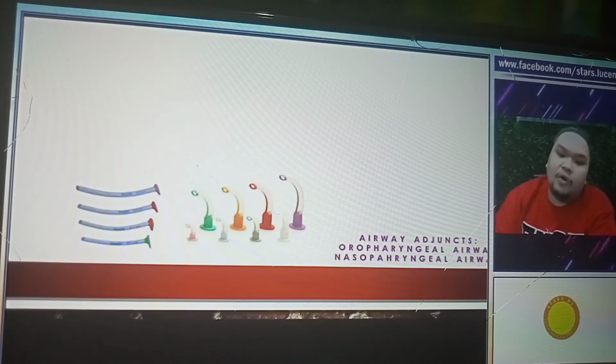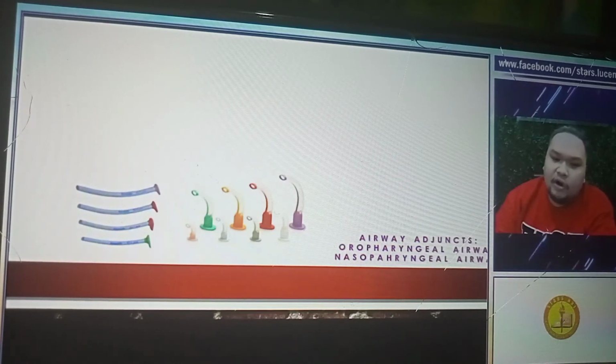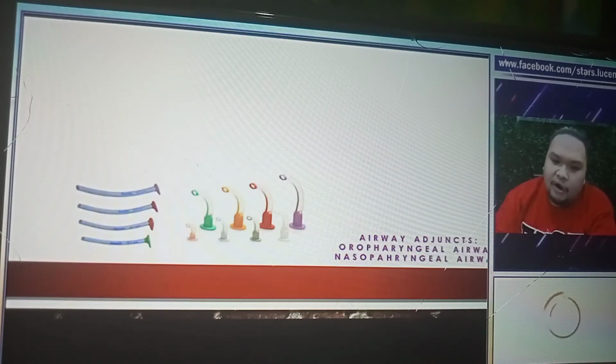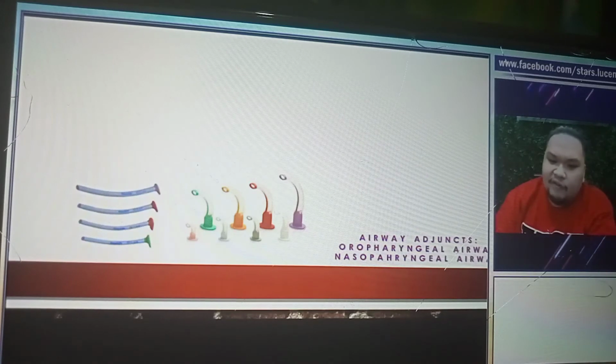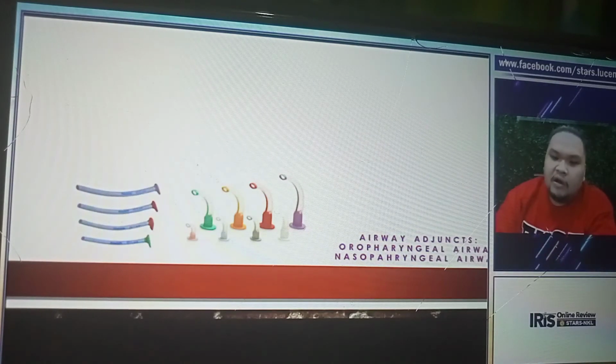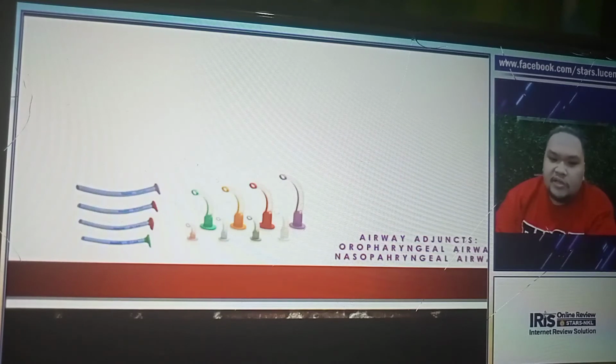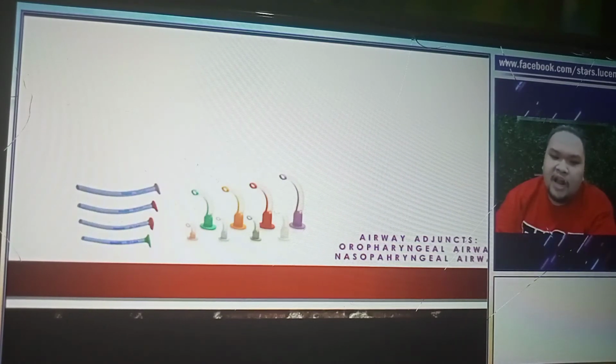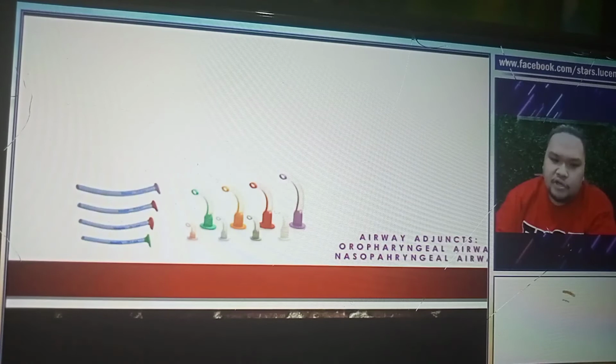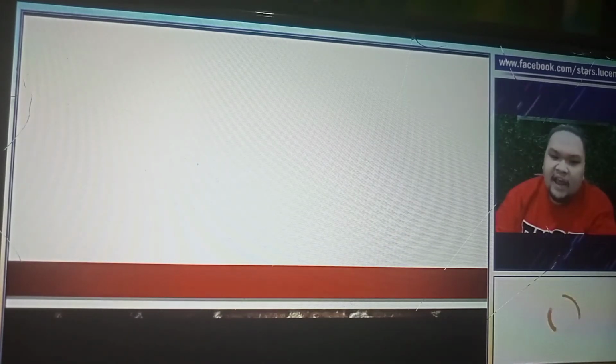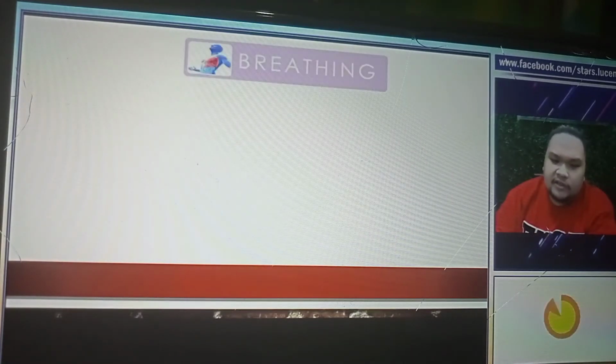Okay, these are your oropharyngeal airway and your nasopharyngeal airway. So these are the things that you can use to maintain patency of your airway. Positioning, suctioning, and your airway adjuncts. Next would be, of course, breathing.